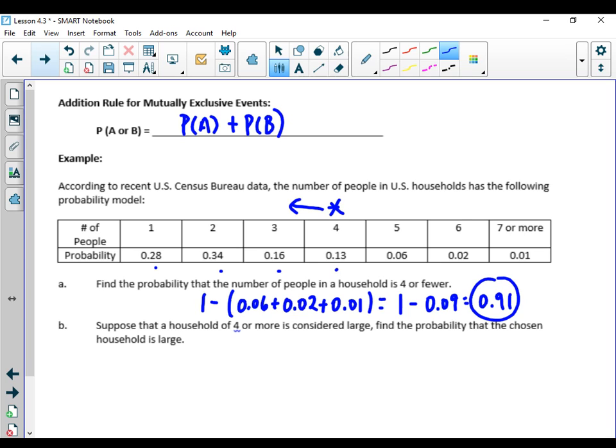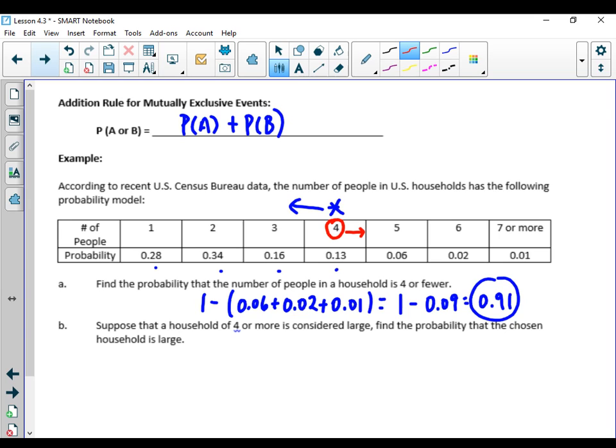Part B says, well, suppose we're going to define a household of 4 or more. We're going to define that as being a large household. We want to know what's the probability that the chosen household is large. So now we're thinking about, okay, if they have 4 or more, that's going to be a large household. I'm kind of in the same situation here.